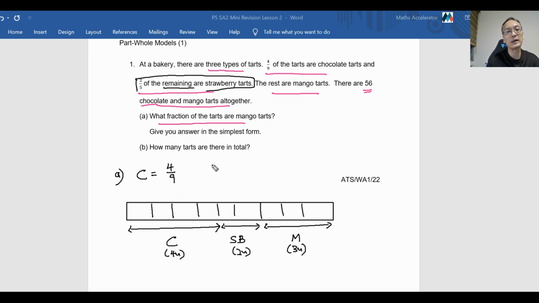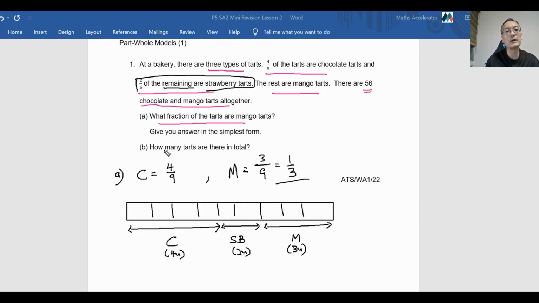So now we're ready to find the fraction of the mango tarts. So mango, 3 units out of a total of 9. We simplify and that will give us 1/3. So that's our answer for part A.